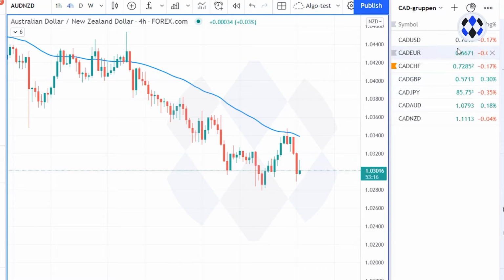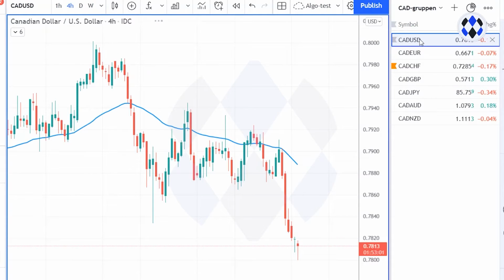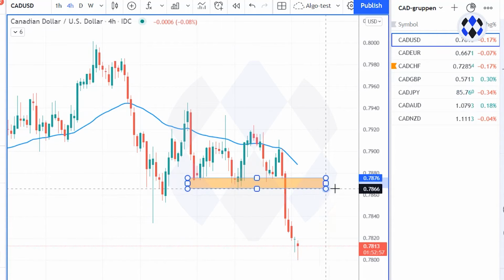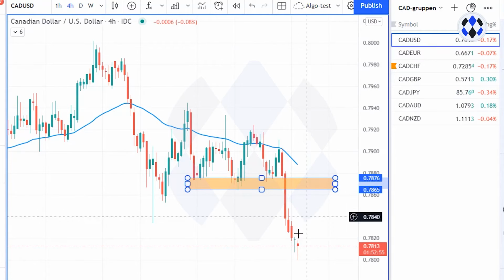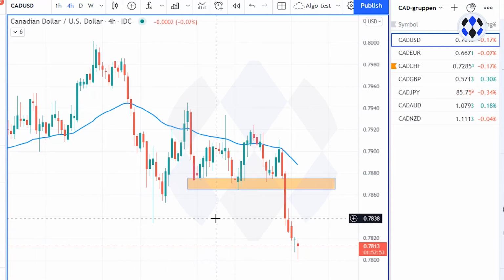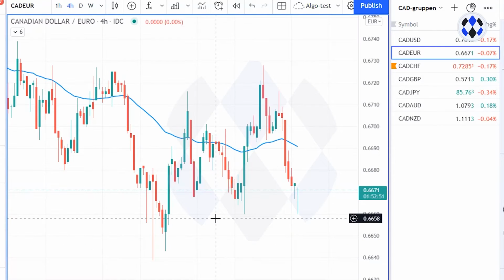Now we can see the CAD group here, also mostly in red, but it is strong towards the pound and it is strong towards the Australian dollar. So we can see CAD is not the weakest of the 8, but it is in the weak end. And again, we see some good potential to move up towards this area here and then turning back. It is about being a bit patient here.